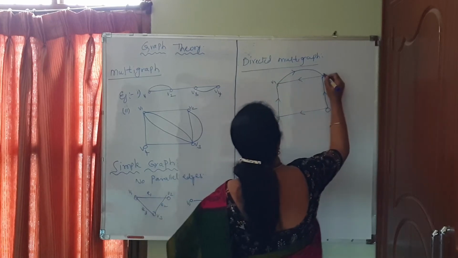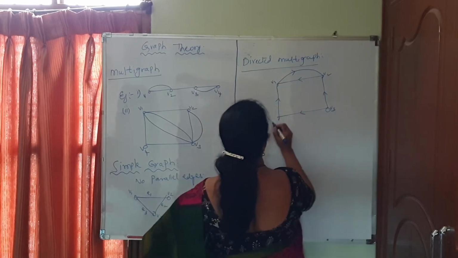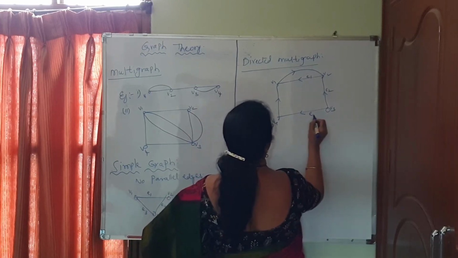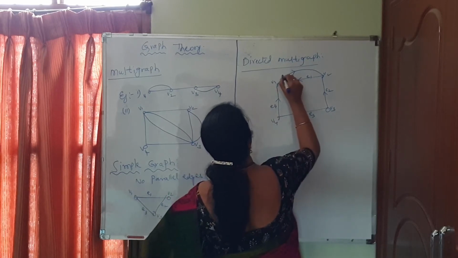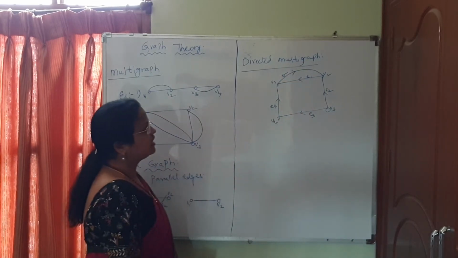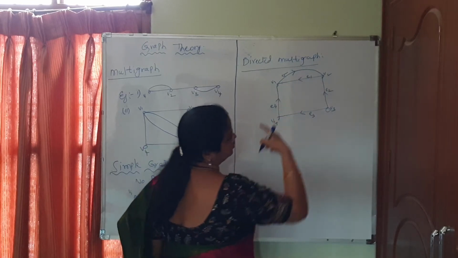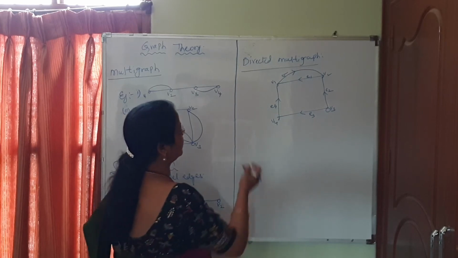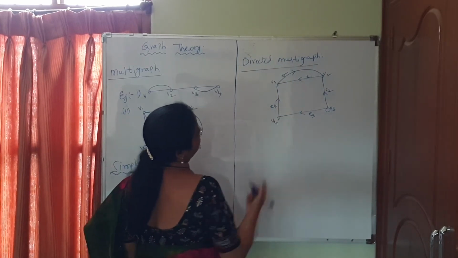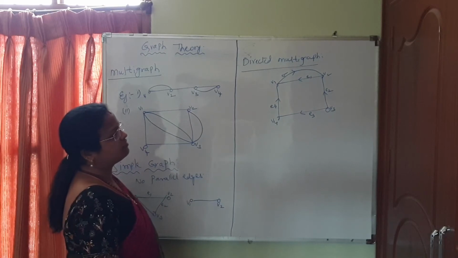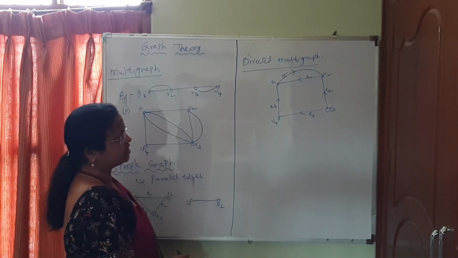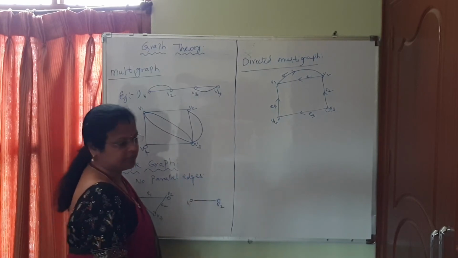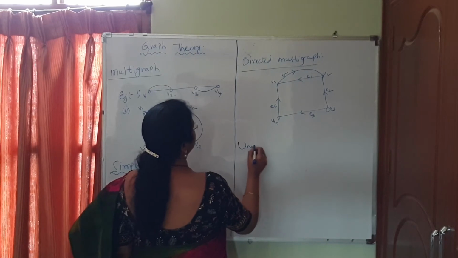This is V1, V2, V3, V4, and this is the edge E1, E2, E3, E4, E5. If we observe here clearly, between vertices V1 and V2 we have two edges E1 and E5 and they are represented parallel. So therefore such type of graphs are called as directed multigraphs. Here for every edge we are representing a direction, and between two vertices V1 and V2 we have two parallel edges.